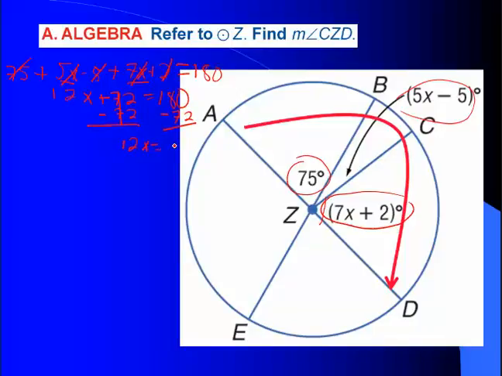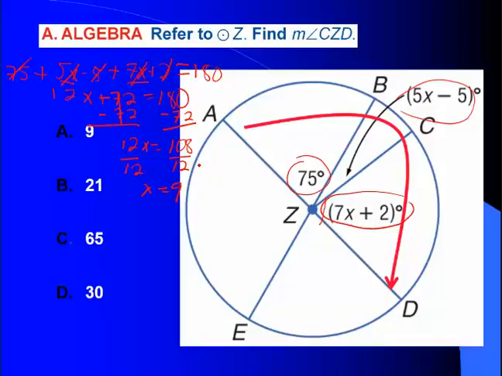12x equals 108. If I divide by 12, I get 9. So here are my choices. Look, 9 is a choice. So the tendency is going to be to choose that.